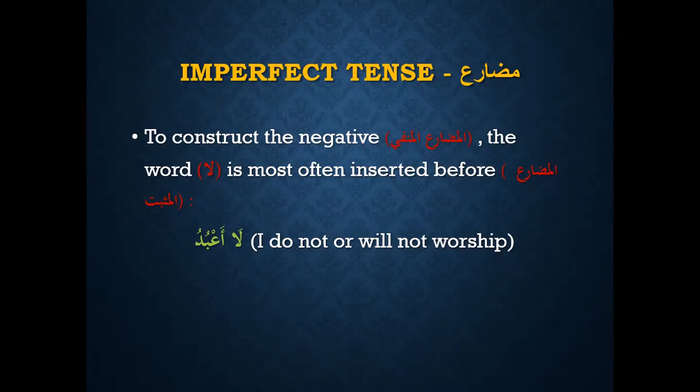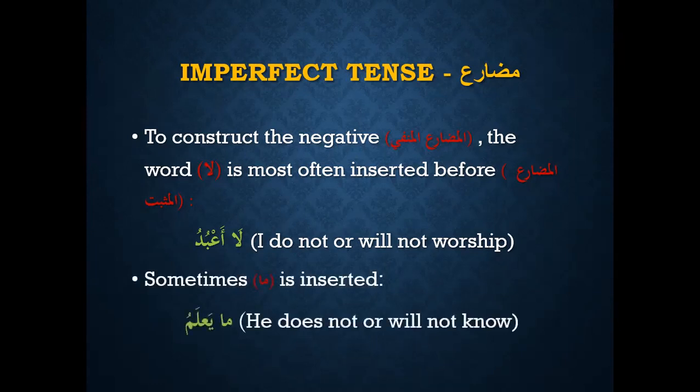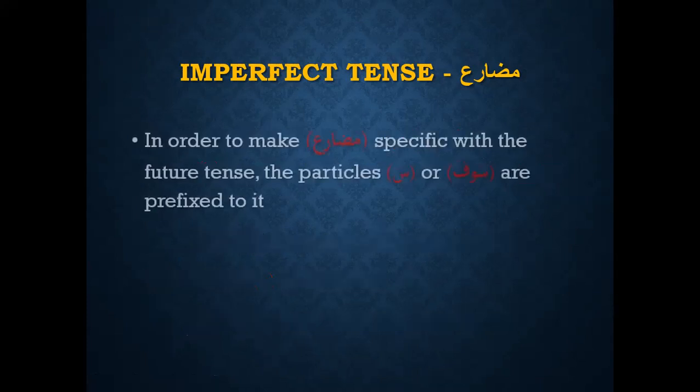أعبد. You can sometimes put ما as opposed to لا, like ما يعلمهم إلا الله, no one knows except for Allah. So ما يعلم means he would not know or does not know.